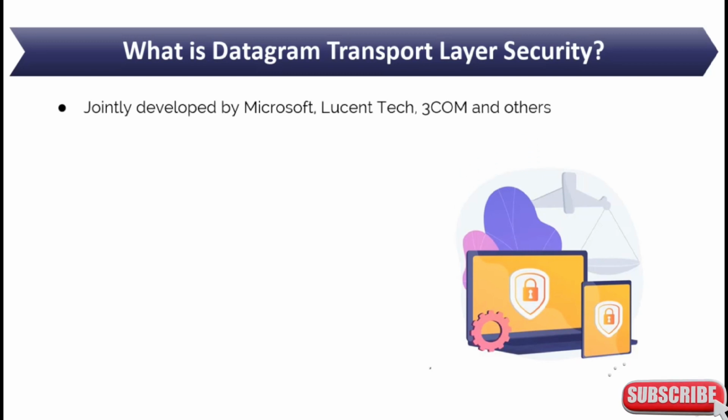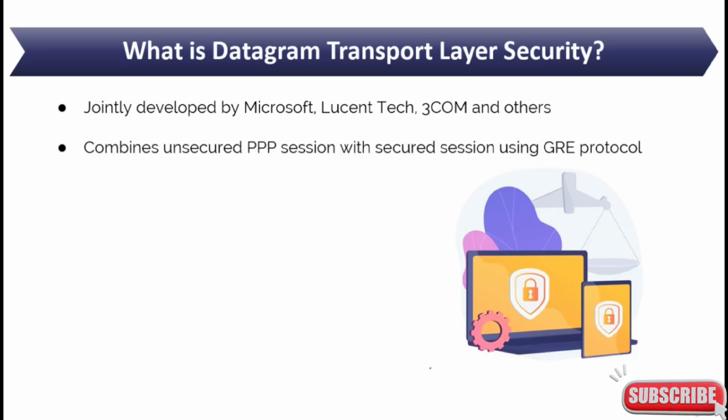I just now mentioned the Point-to-Point Tunneling Protocol, that is the PPTP protocol. This protocol was jointly developed by Microsoft, Lucent Tech, 3Com, and many other companies. It's not actually sanctioned by the IETF, but that doesn't mean it doesn't work. PPTP acts by combining an unsecured Point-to-Point Protocol, that is a PPP session, with a second secured session using the GRE protocol. Don't worry, I am going to explain GRE in the upcoming lecture.